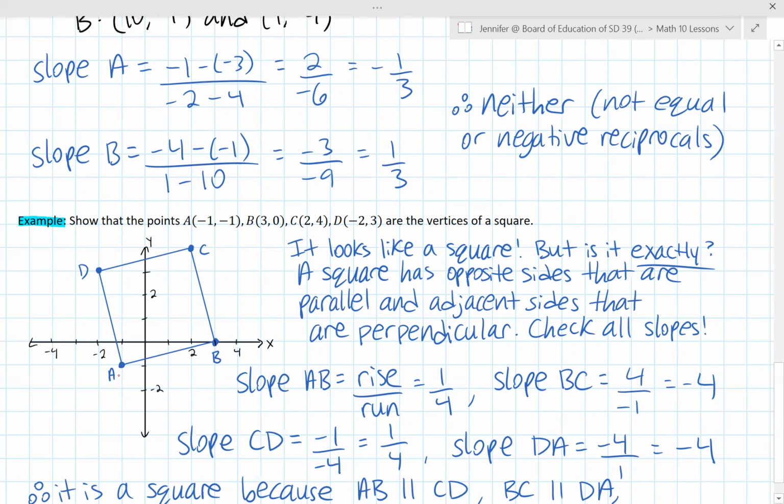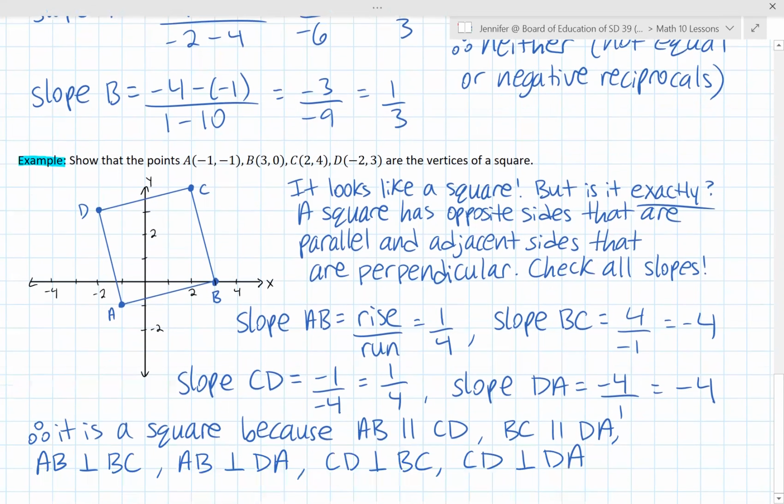So I calculated the 4 slopes, AB, BC, CD, and DA. That's what I've done here, calculated all 4 slopes. And then I confirmed that it is a square because, using the notation that we learned above, line AB is parallel to line CD because I found that the slopes here are 1/4 and 1/4. So those two are parallel to each other because they have equal slopes. And then I also found that line BC is parallel to line DA because they both have a slope of -4. So that's good. We've checked off that the correct lines are parallel to each other.